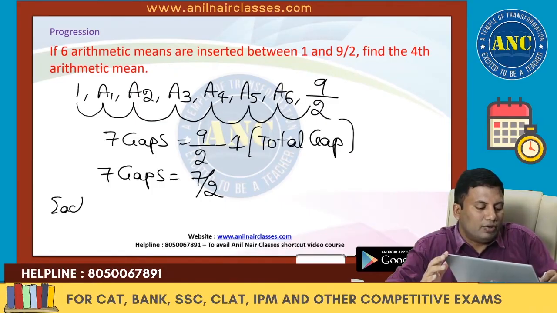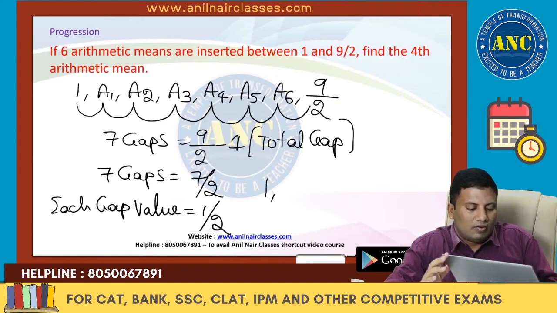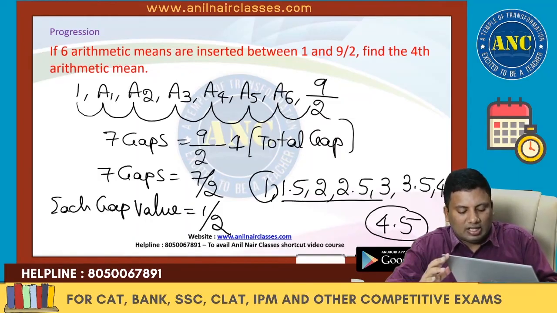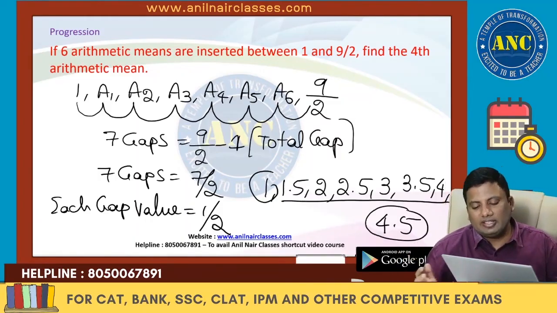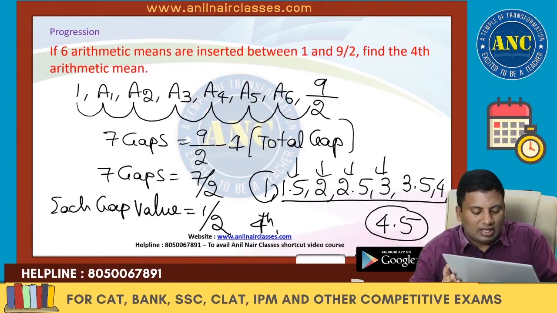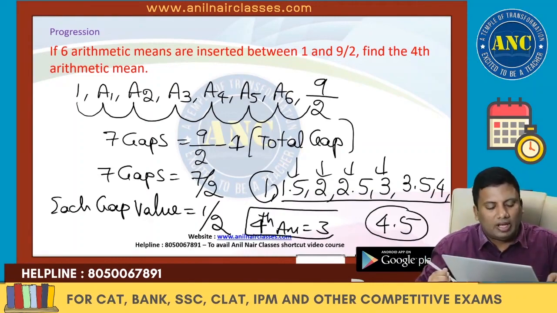Each gap value is nothing but 1 by 2. Starting from 1: 1.5, plus 0.5, plus 0.5, plus 0.5, plus 0.5, plus 0.5 and plus 0.5. These are the 6 arithmetic means. Very easy question. The 4th arithmetic mean: first, 2nd, 3rd, 4th. The value is nothing but 3. I hope the idea is clear.